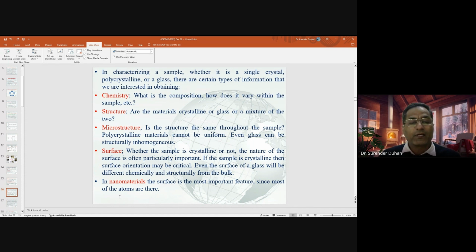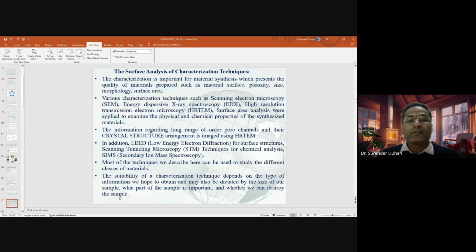For surface analysis, I already explained BET analysis is used. In the case of nanomaterials, the surface is the most important feature since most of the atoms are there. Surface analysis by characterization techniques is a very important part of material synthesis, which presents the quality of materials prepared, such as material surface, porosity, size, morphology, and surface area. Various characterization techniques include SEM, TEM, EDX, STM, or low energy electron diffraction.